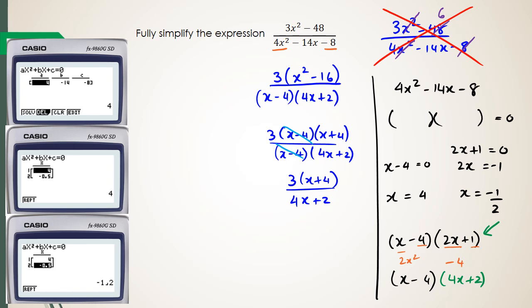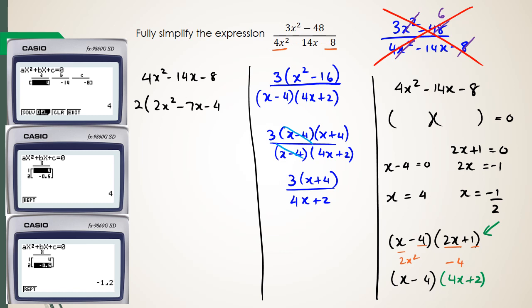Now, for those of you that are wondering, well, what if I don't want to use the calculator? I want to factorize 4x squared the other way. Then what you can do is write it like this. This would become 2 times 2x squared minus 7x minus 4. And then what you're looking for is, the first thing I do is 2 times negative 4, which is negative 8. So I'm looking for two numbers that multiply to negative 8 and add up to negative 7. So I've got negative 8 and positive 1.